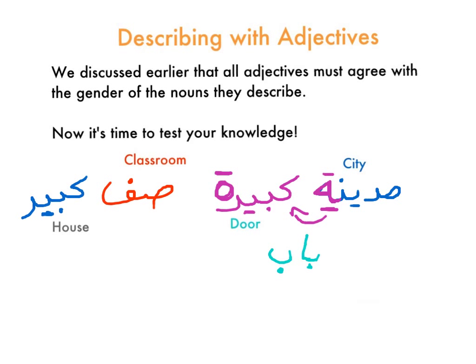Another word is door, which means bab. If we want to say beautiful door, do we say bab jamil or bab jamila? Again, bab doesn't have ta marbuta and it's masculine. So you're right, we say jamil, bab jamil, beautiful door. What about the word house? In Arabic, bayt. Do we say bayt jamil or bayt jamila? If you said jamil, you're correct. We say bayt jamil, beautiful house.